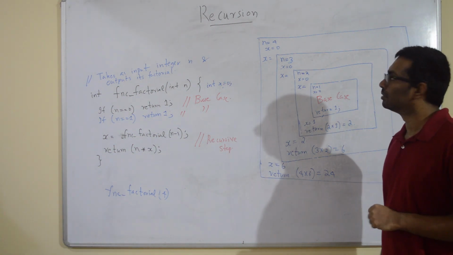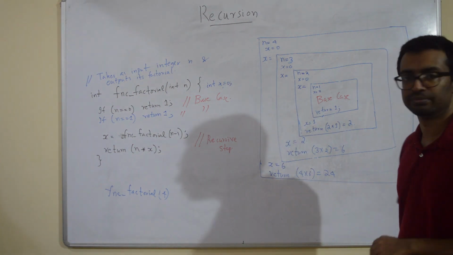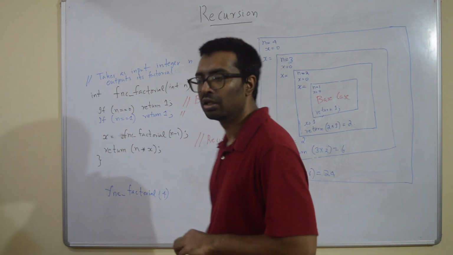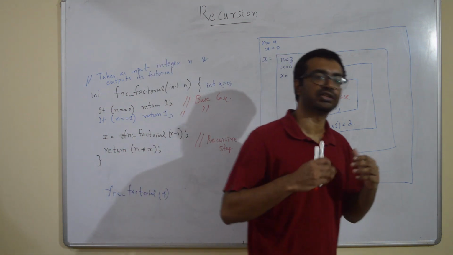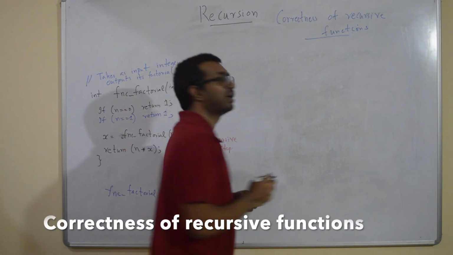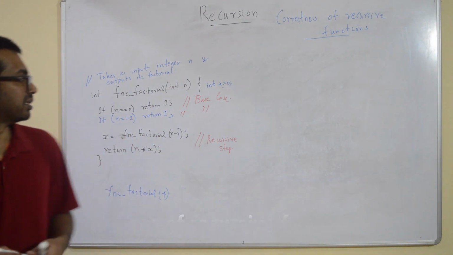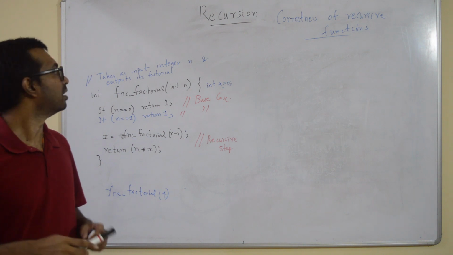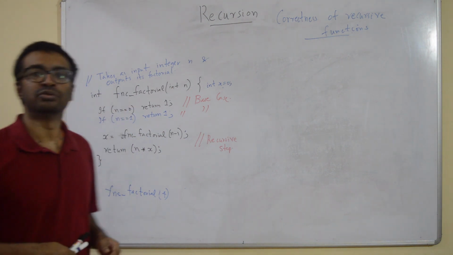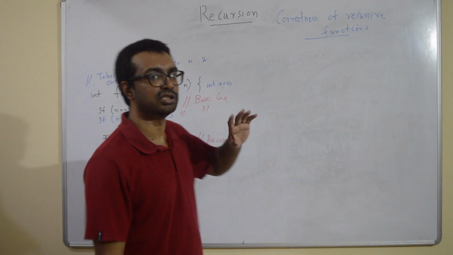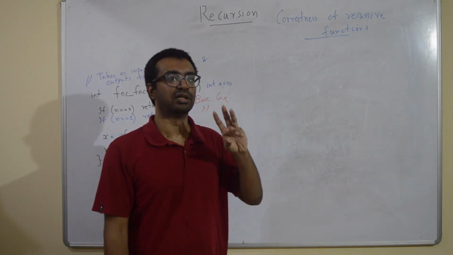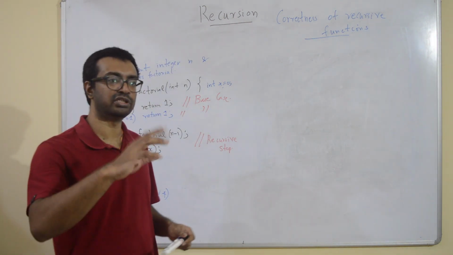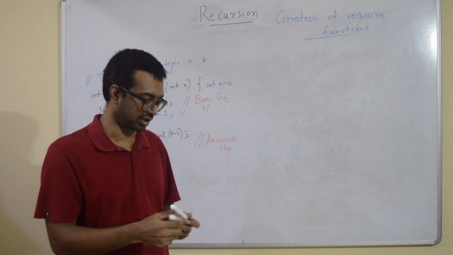Right? That's recursion for you. The next thing we are interested in is, how do I check whether the recursive function you have written is correct? Correctness of recursive functions, that's the next thing. Now to check for correctness of a recursive function, you should look for three properties. These are the three things you need to see to check whether your recursive function is correct.